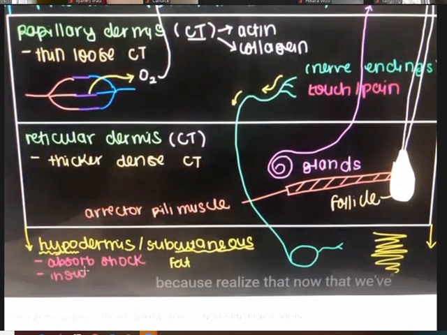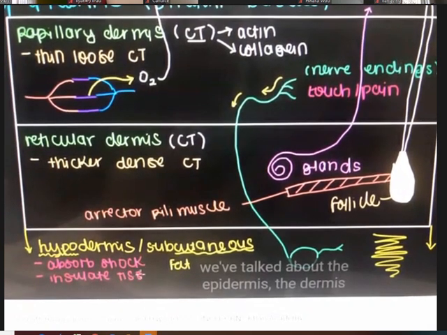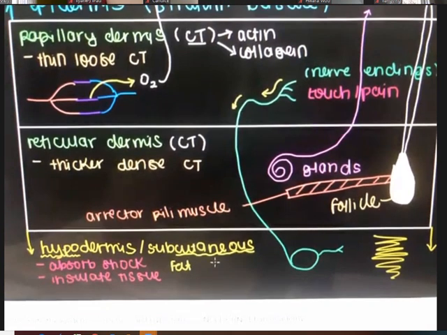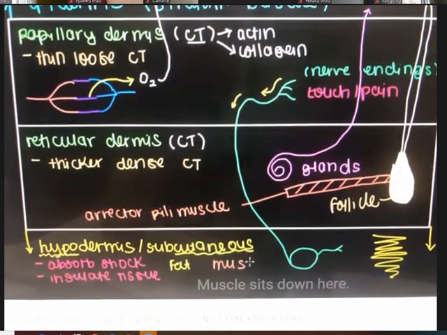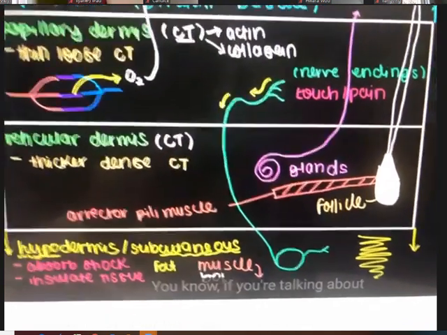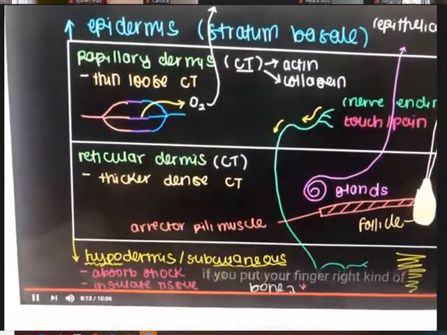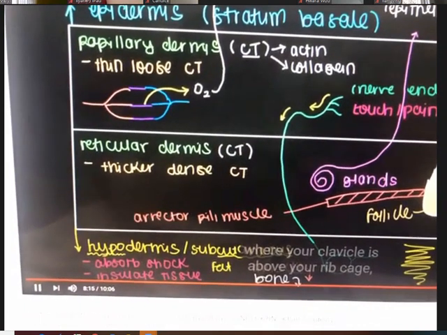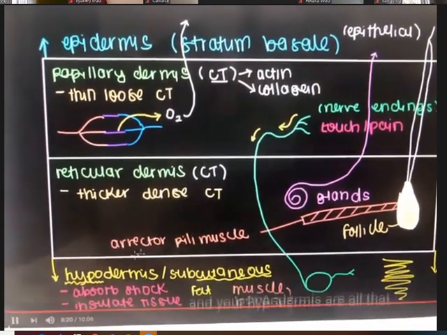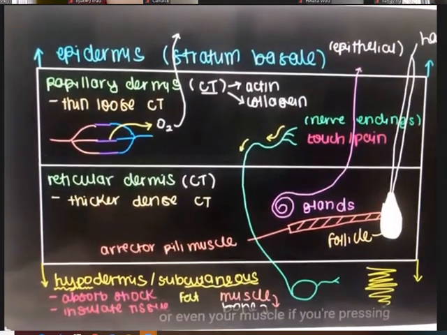Because realize that now that we've finished talking about our skin, we've talked about the epidermis, the dermis, and now we've even covered the hypodermis. What sits right below this? You're going to find muscle. Muscle sits down here. It's below that, and perhaps even bone. You know, if you're talking about your chest wall right above your rib, if you put your finger right kind of where your clavicle is above your rib cage or even on your ribs, realize that your epidermis, dermis, and your hypodermis are all that separate your finger from your rib bone.